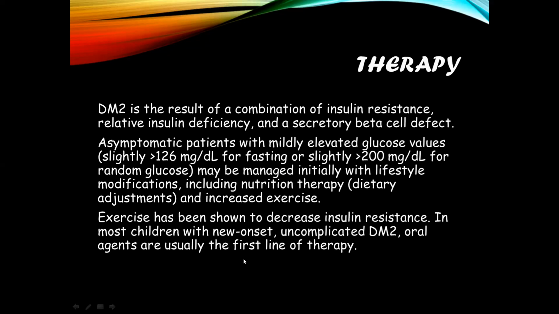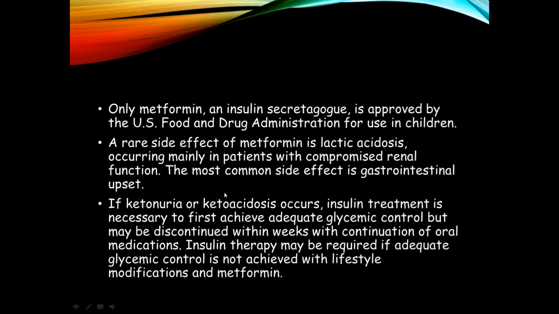Oral agents are usually the first line of therapy. So only metformin, which is an insulin secretagogue, is approved by the US FDA for use in children. A rare side effect of metformin is lactic acidosis, occurring mainly in patients with compromised renal function. The most common side effect is GI upset. If ketonuria or ketoacidosis occurs, insulin treatment is necessary to first achieve adequate glycemic control, but may be discontinued within weeks with continuation of oral medications. Insulin therapy may be required if adequate glycemic control is not achieved with lifestyle modifications and metformin.